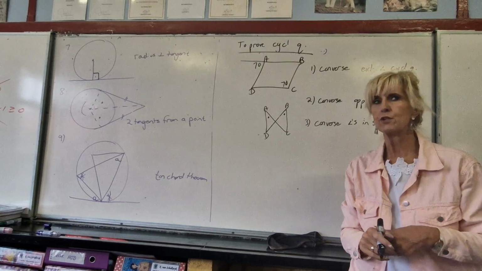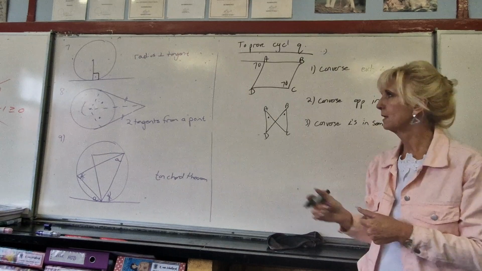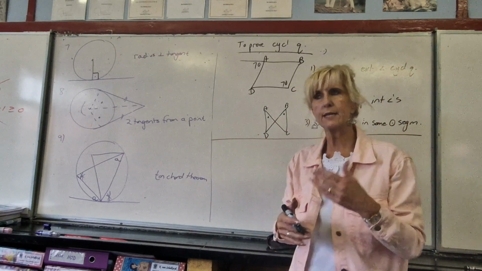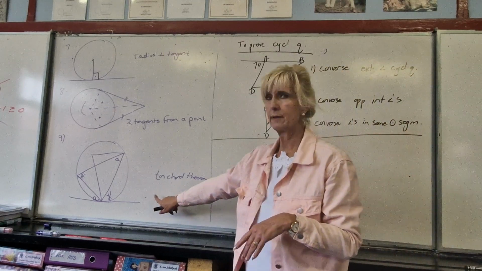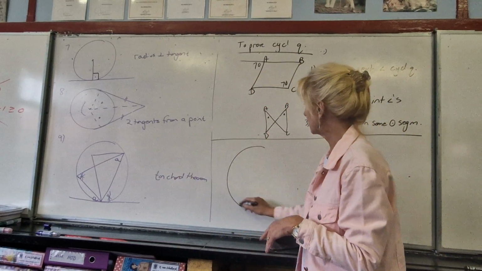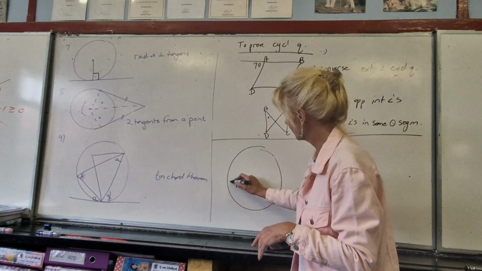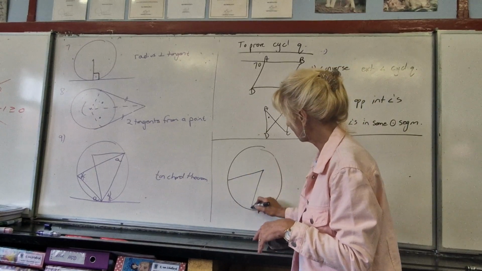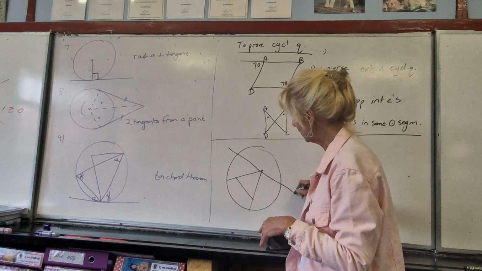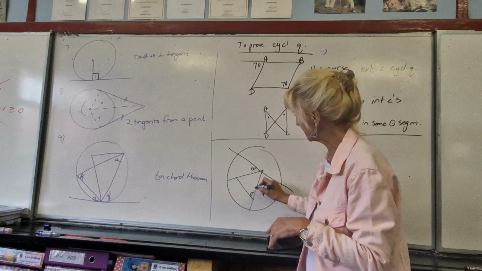Is there converses of other things as well? Because that's to prove a cyclic quad. Those are the 3 things. Is there converses of other things? Especially number 9, they like it. Somewhere in a question, we've got a triangle and an angle. I don't know what's going on here, but that happens.